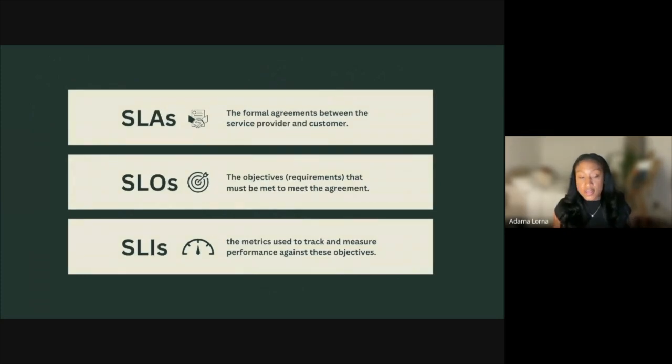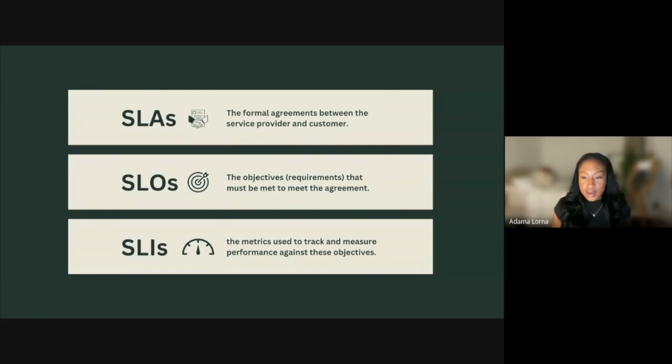And so how do we do this? This is where the SLAs, SLOs, and SLIs will come in. So an SLA is just a formal agreement between the service provider and the customer. It basically says you can expect us to meet this standard, and if we don't, this is what's going to happen. But what are those standards? Well, that's what the SLO is. Those are the objectives or the requirements that you agree to meet.